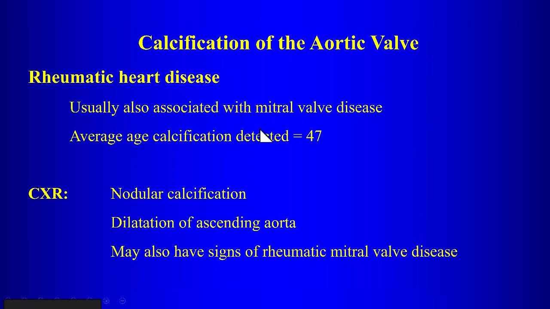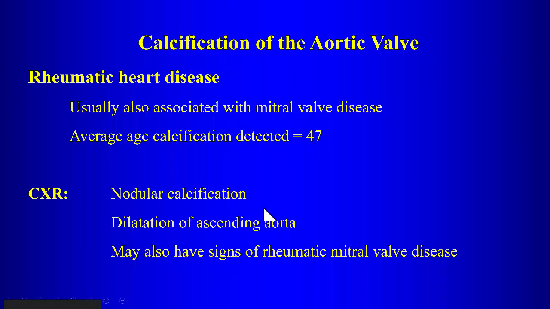So rheumatic heart disease is another cause of aortic valve calcification, although this is usually associated with mitral valve disease. Here, the age of calcification is somewhat older. These patients can have nodular calcification, dilatation of the ascending aorta. They might have signs of rheumatic mitral valve disease. What are those signs on the plain film? Left atrial dilatation. Yeah, sure. Left atrial dilatation, right? That tells you there's a mitral valve problem.